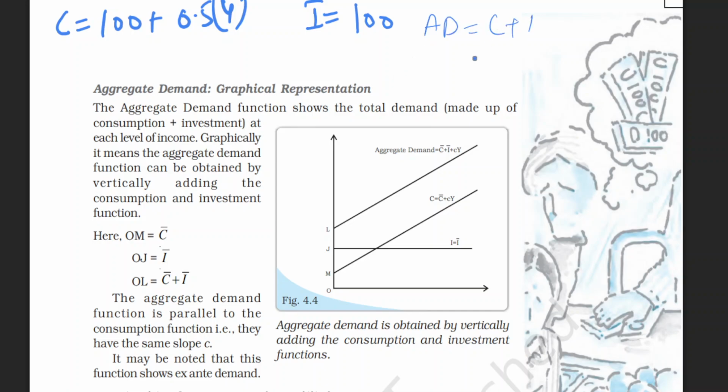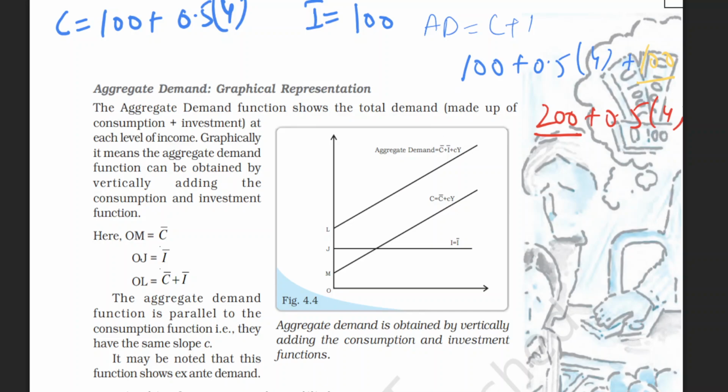Now, how will the C be looking? 100 plus 0.5Y, plus 100, which is the investment part. Now, if I talk about A, the A is completely termed as 200 plus 0.5Y. Now, why have I written this 200? Because it's an A part where I have combined the autonomous consumption and autonomous investment, right?